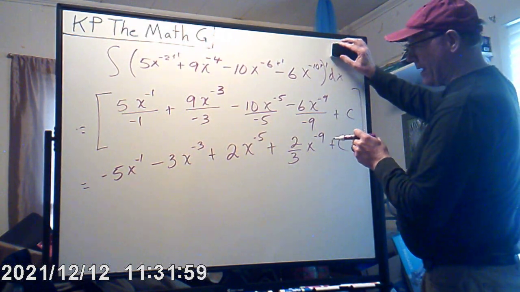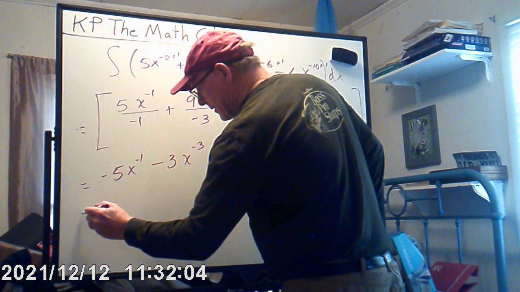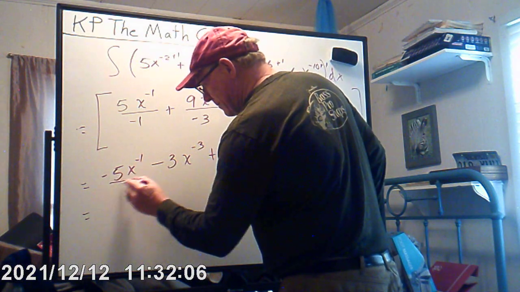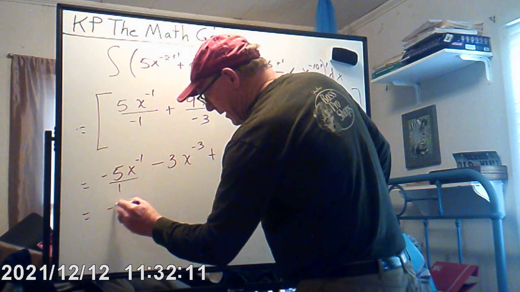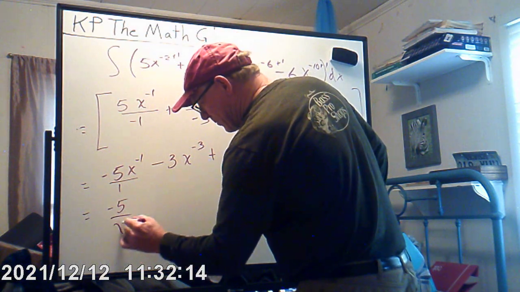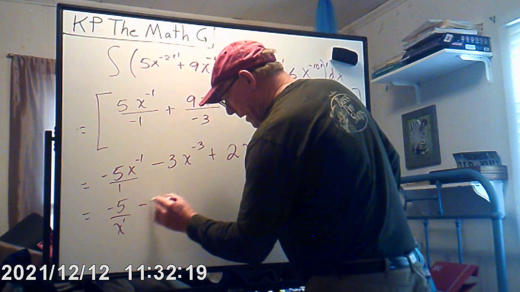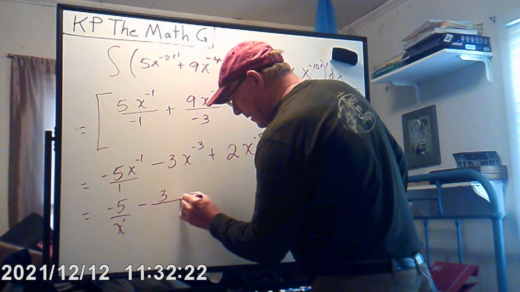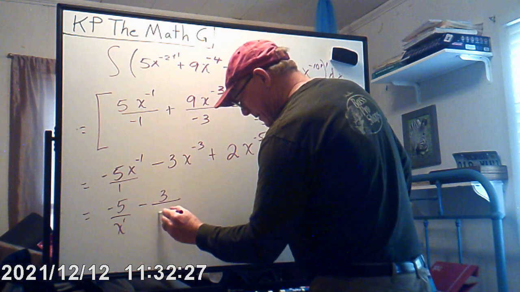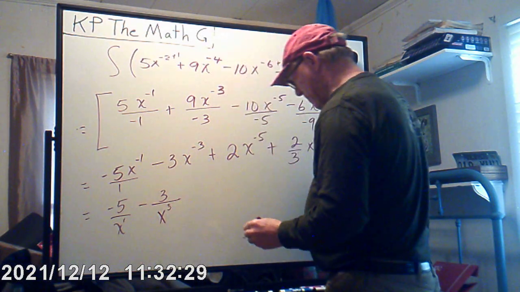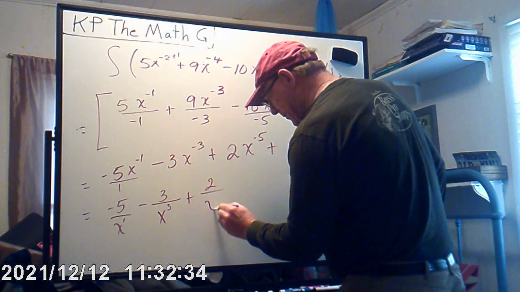Okay, now I'm going to just bring this down. So watch here. Just put it down there where that 1 is. Alright, so it's negative 5 over x to the positive 1. Minus 3. Keep the 3 in the numerator. Don't bring all of it down. Just the exponent part needs to come down. So x to the 3rd power. Plus 2, keep the 2 in the numerator. Alright, x to the positive 5.